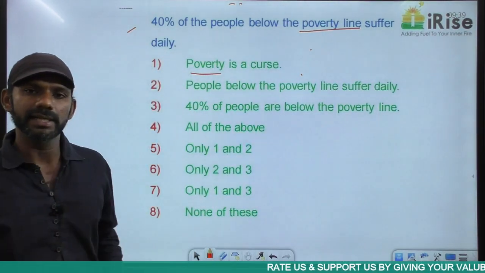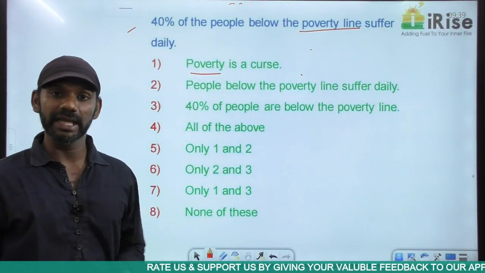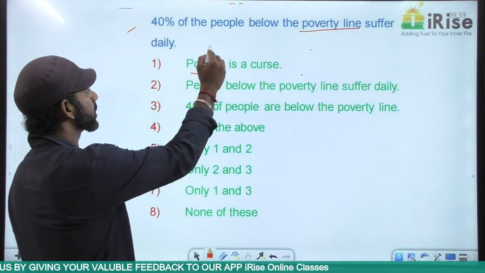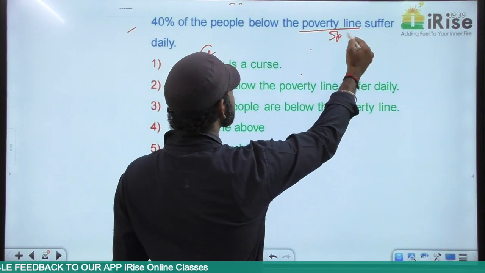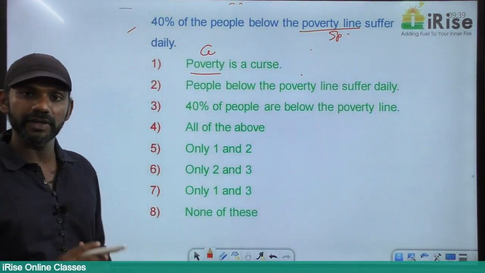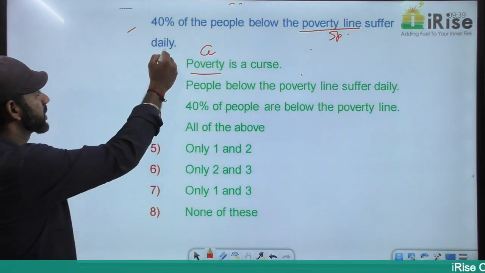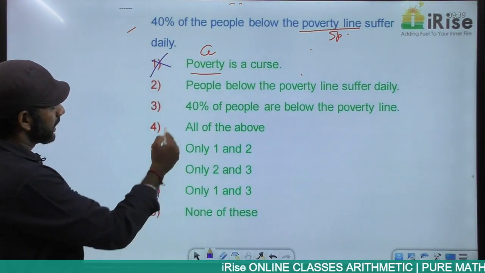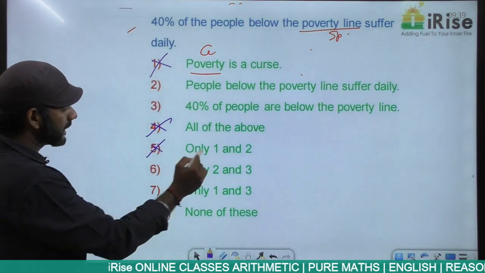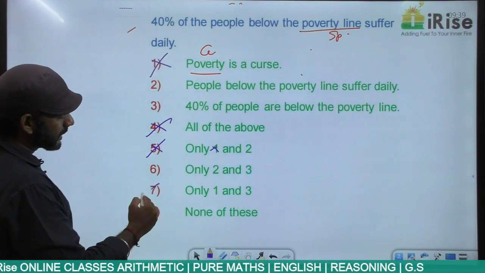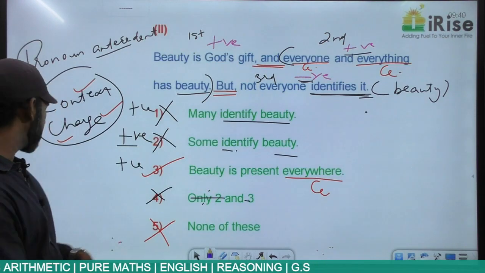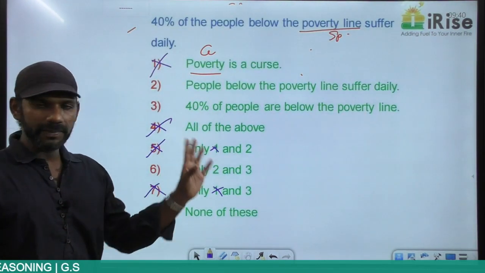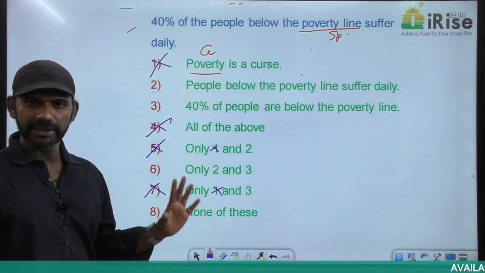Right? Now decide, poverty, poverty line. Which is general, which is specific? Poverty becomes general, poverty line becomes specific. General and specific will not go together. Option 1 is eliminated. All of the above is eliminated. Only 1 and 2 is eliminated. Only 1 and 3 is eliminated. So based on that, 4 options are eliminated. 1 is gone, all of the above gone, 1 and 2 gone, 1 and 3 gone.